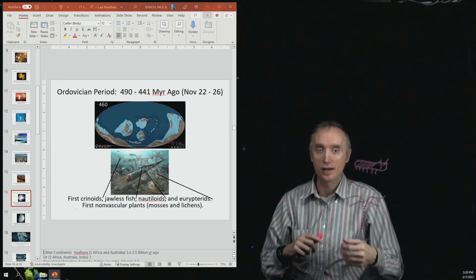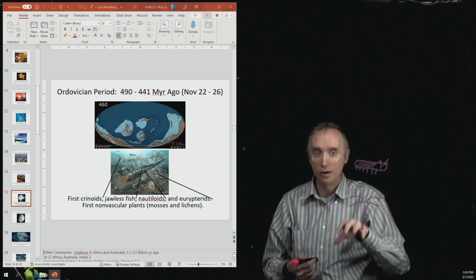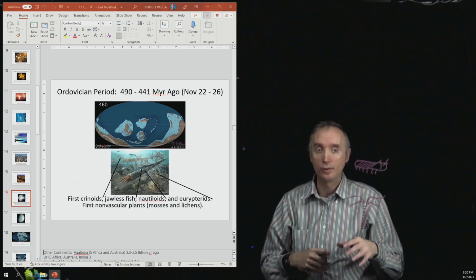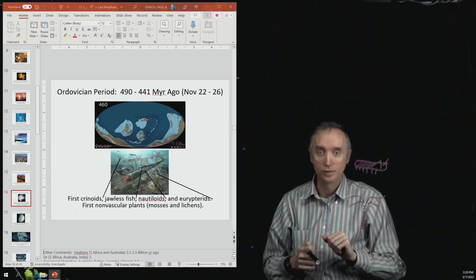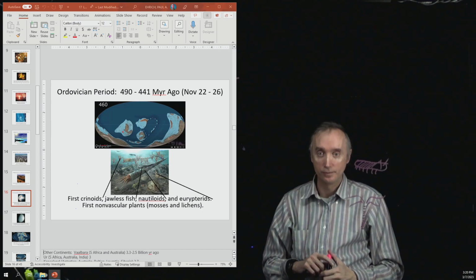So these are going to be like scorpion-like organisms that would be able to crawl onto land. And as they would crawl onto land, they would lay their eggs, and then they would go back into the ocean. So these scorpion-like creatures were called eurypterids.